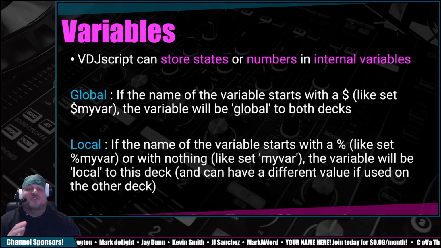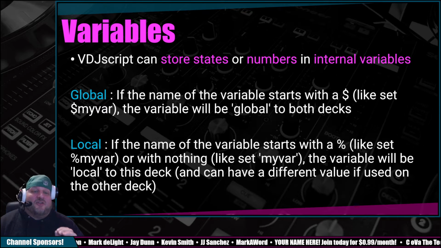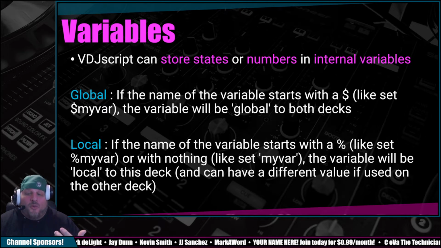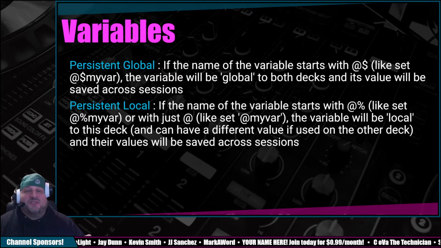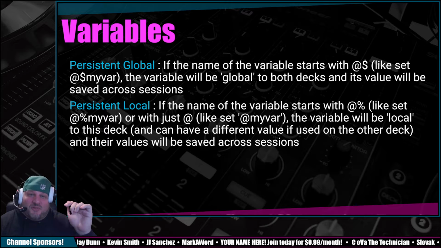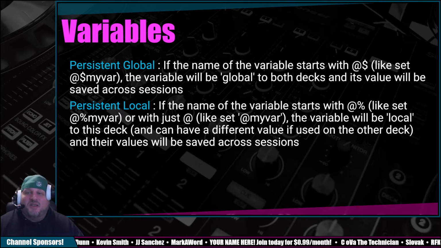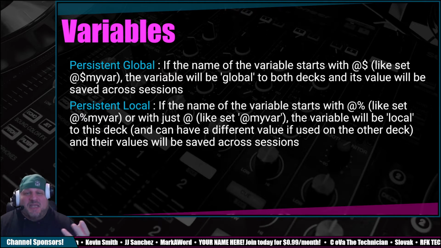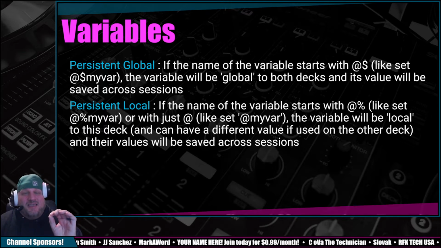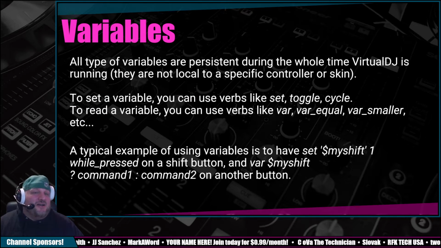There's a lot that you could do with variables, so I'm excited to learn more about it. I'm just trying to give you the overview of them, which you've got global and you've got local. You've got persistent global and you've got persistent local. If you want to learn more about that, I'm going to put the wiki link in the description. I don't know enough to actually explain any of it right now, but basically variables are going to be kick-ass.